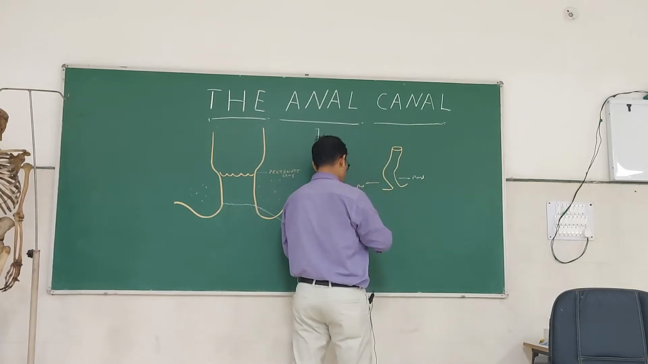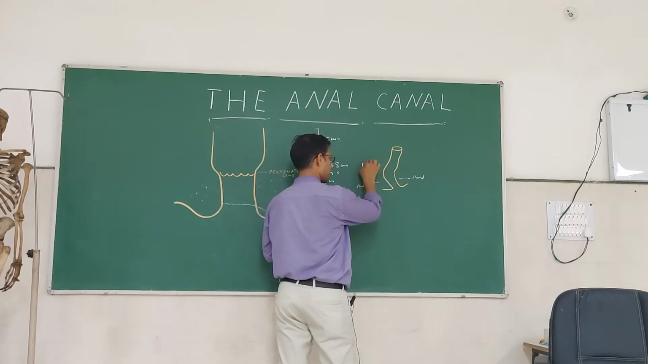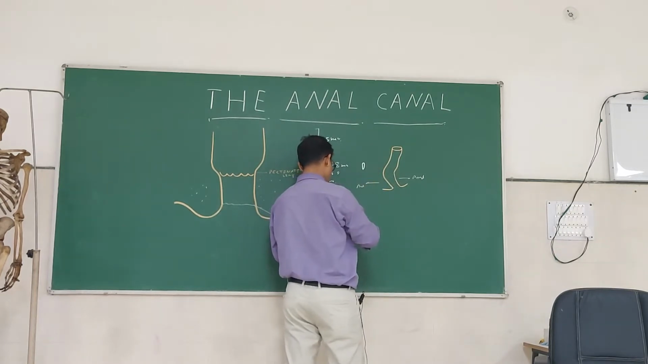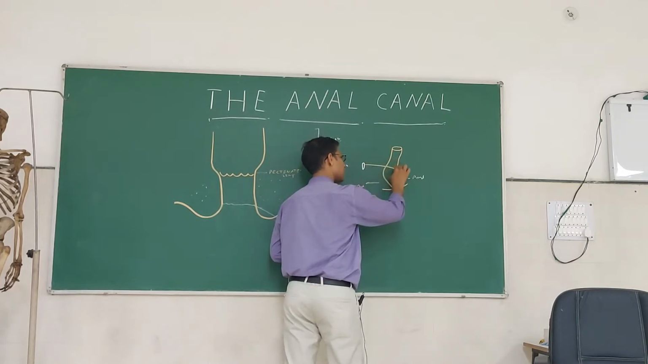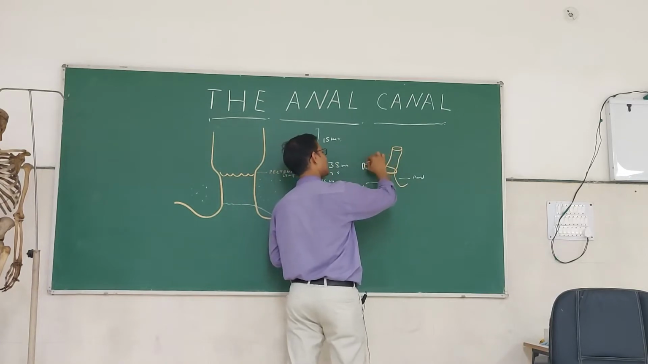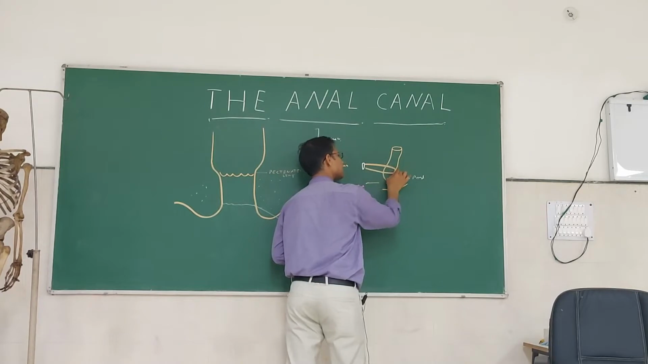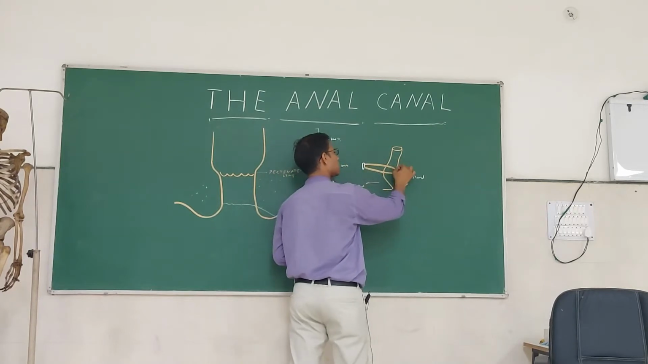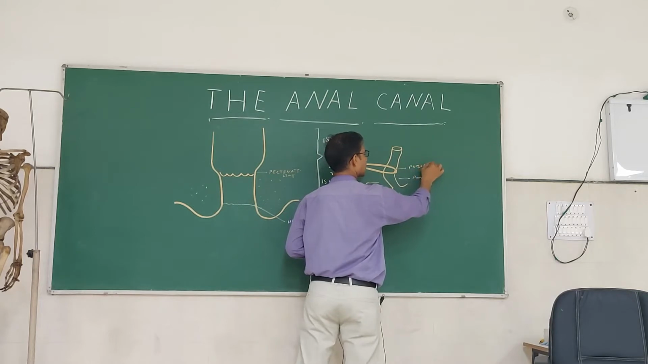Okay. One more thing. There is a curvature, and they say this curvature is due to a sling. This is a sling which is surrounding the anal canal, and this sling is known as the puborectal sling. Pubo, from the pubic part to the rectum. Puborectal sling.